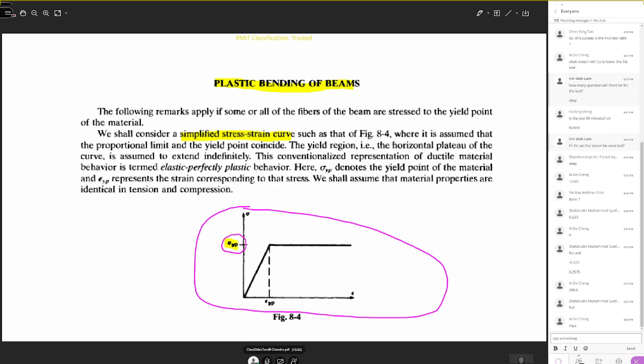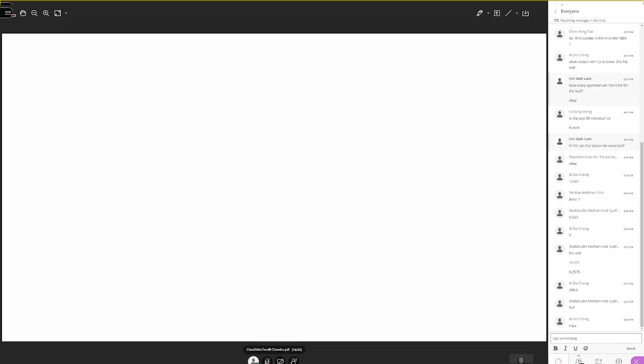After that, the plastic region. During the elastic condition, the stress is proportional to strain. Here YP denotes the yield point of the material, at which the material fully transitions from elastic deformation to plastic deformation. Corresponding to the yield point, epsilon YP represents the strain corresponding to the stress. All right, so we move on to the next slide.